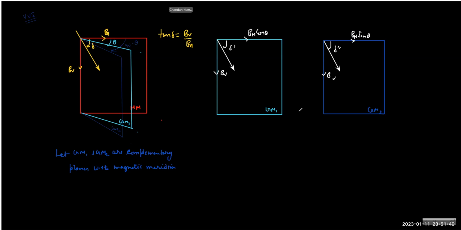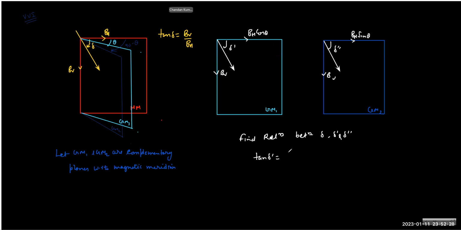Now question is, given the two apparent dips of the complementary planes, can we find the true dip? Or simply, what is the relationship between delta dash and delta double dash? Find the relation between all three. So what we can write? Tan delta dash is how much, guys? Tell me. Tan delta by cos theta, sir.